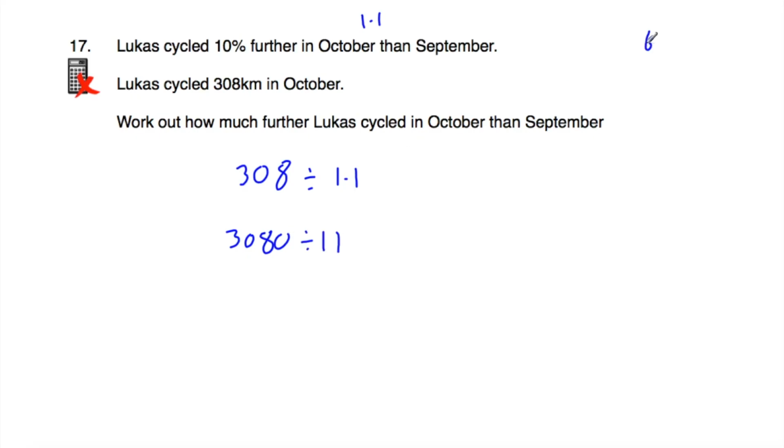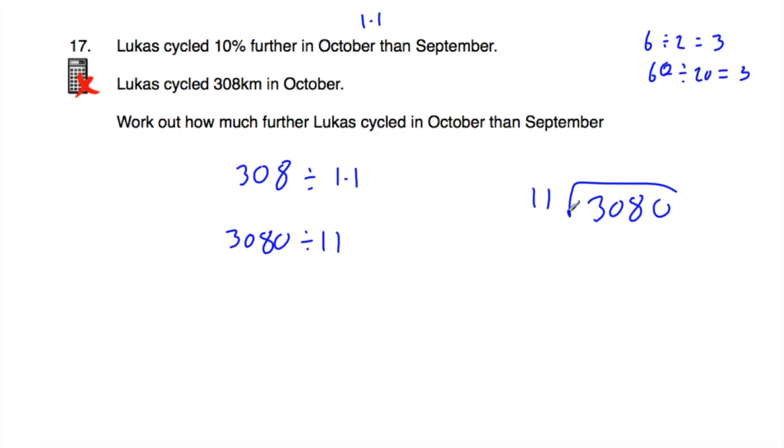Because remember, if you do something like 6 divided by 2, that's equal to 3. If you do 60 divided by 20, that's also equal to 3. So if you multiply both of these values by 10, you'll get the same answer. So we want to do 3080 divided by 11. And then when we do that, that'll tell us how far Lucas cycled in September.